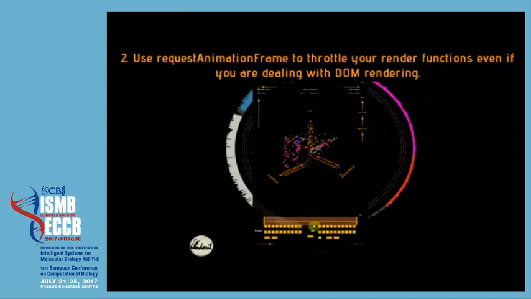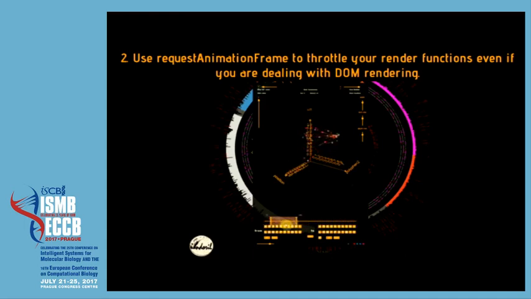At the same time, even if you're dealing with DOM rendering, so even if you're not dealing with WebGL and you're not dealing with Canvas, you're just using SVG elements and you have a render function, you can just use request animation frame to throttle the calls to your function to make it really smooth. And this is an example from a pure SVG 3D renderer I wrote a couple of years ago. Using the request animation frame makes it much faster.